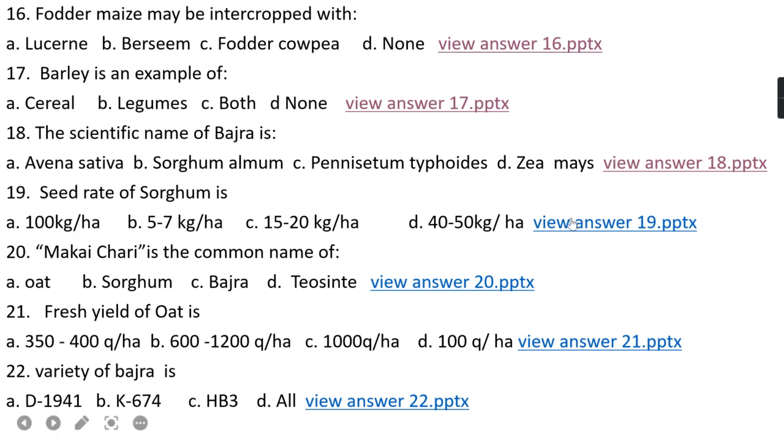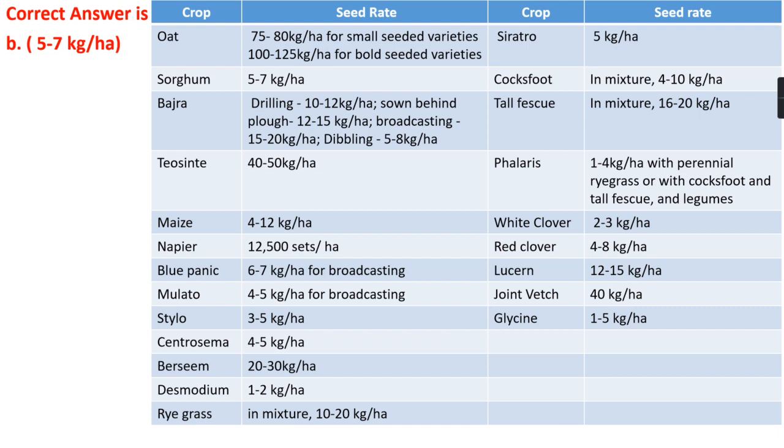The right answer is option B, that is 5 to 7 kg per hectare. Here is a list of some crops along with their seed rate. For oats, 75 to 80 kg per hectare for small seeded varieties and 100 to 125 kg per hectare for bold seeded varieties. In case of sorghum, that is 5 to 7 kg per hectare.